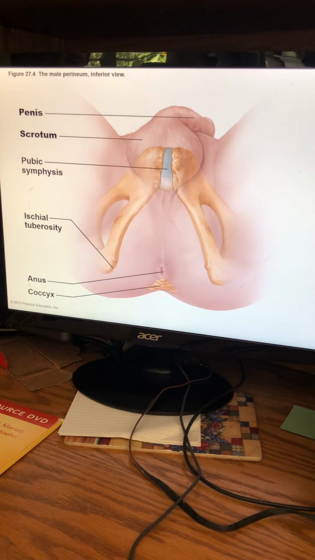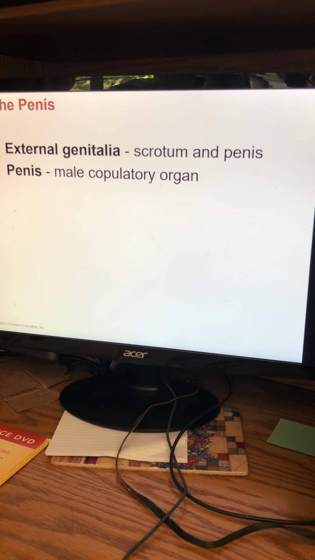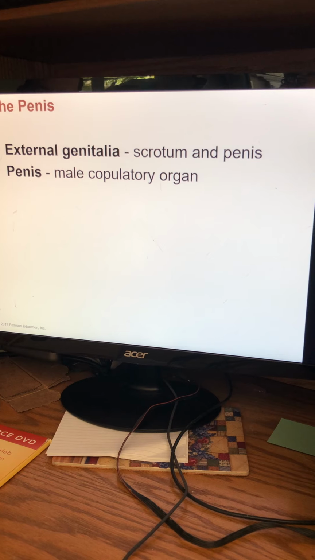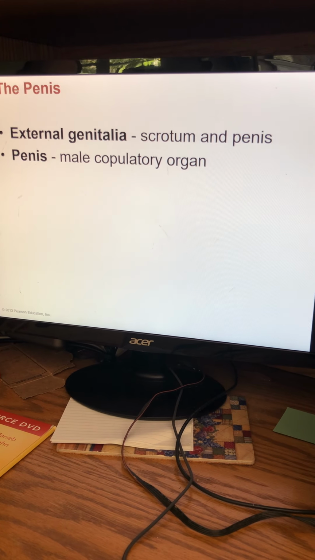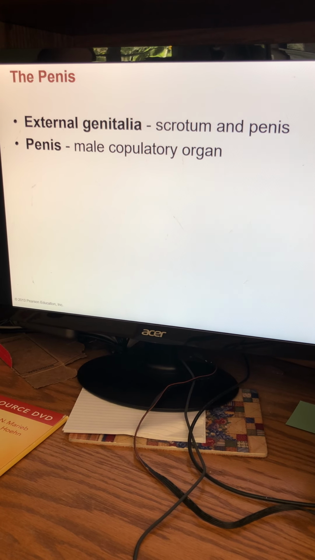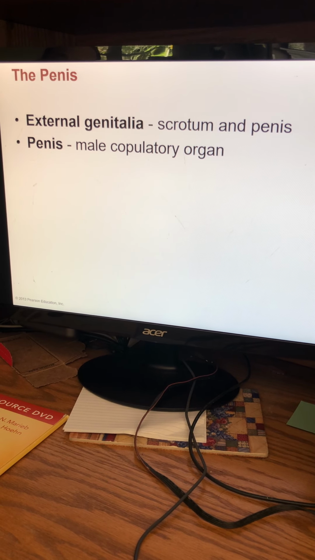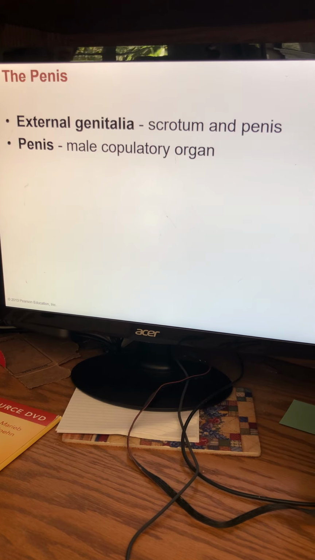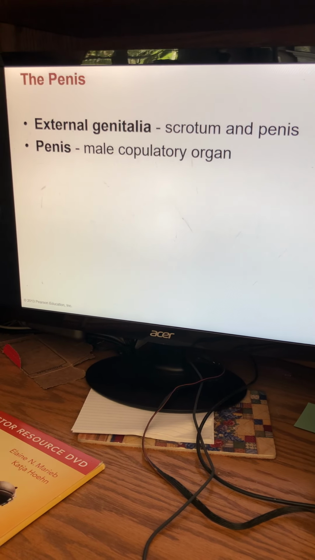Some of the other stuff that you need to know about it is, the way that we talk about it in anatomy, the penis is going to be the male copulatory organ. So the penis will go inside of the vagina of the female, and that is going to be what's going to convey the sperm and the ejaculation secretions into the female. And if they get lucky, they'll hook up with an egg, and you can kind of make a kid.